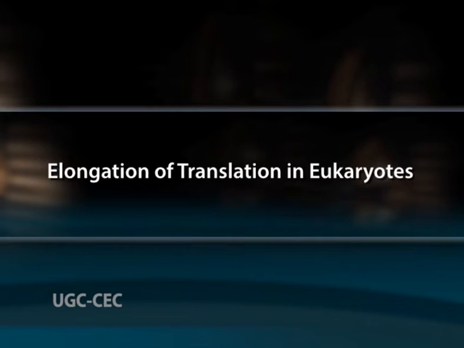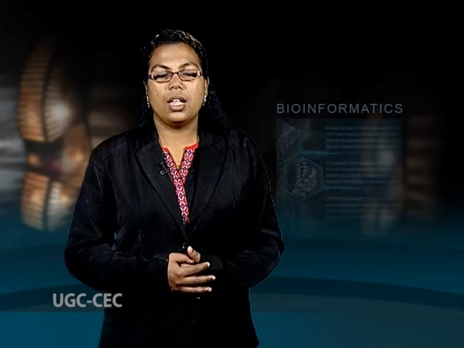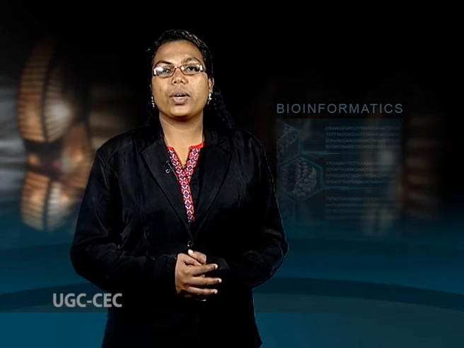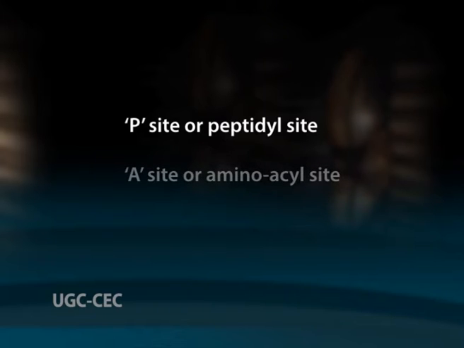Elongation of translation in eukaryotes. Ribosomes are the sites of protein synthesis. The whole ribosome consists of three sites, P, A and E sites respectively. P site or peptidyl site carries the peptidyl tRNA. The site carries the growing peptide chain.